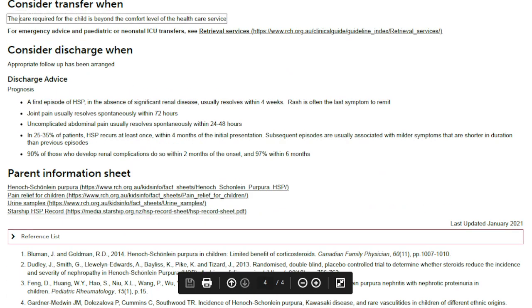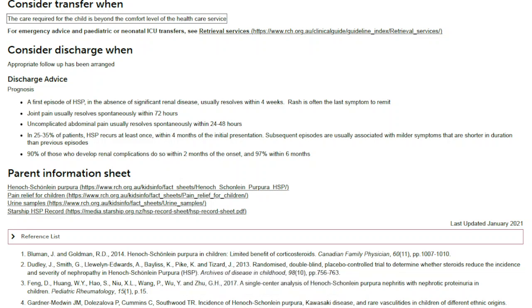Consider transfer when the care required for the child is beyond the comfort level of the healthcare service. Consider discharge when appropriate follow-up has been arranged. Discharge advice. Prognosis. A first episode of HSP, in the absence of significant renal disease, usually resolves within 4 weeks. Rash is often the last symptom to remit. Joint pain usually resolves spontaneously within 72 hours. Uncomplicated abdominal pain usually resolves spontaneously within 24 to 48 hours.